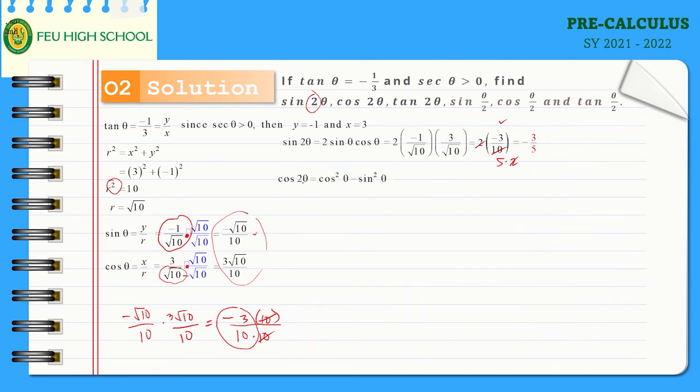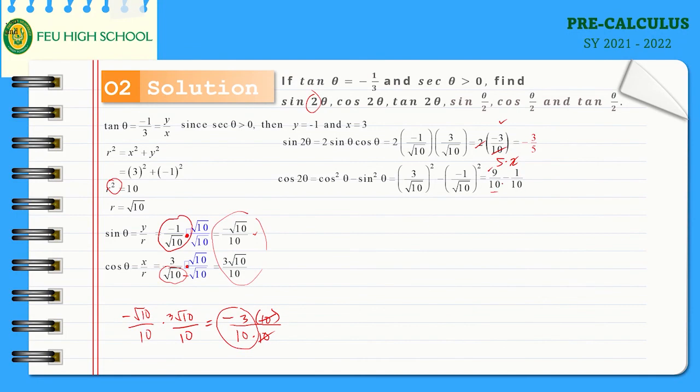So punta naman tayo sa ating cosine, double angle identity of our cosine function. So we can rewrite it as the square of cosine theta minus the square of sine theta. Then substitute lang tayo. Okay, so when we get the square of 3 over square root of 10, so ibig sabihin nun, 3 times 3, 9. And then, the square of square root of 10 is just a 10. And then, the square of negative 1 is 1. The square of the square root of 10 is just a 10.